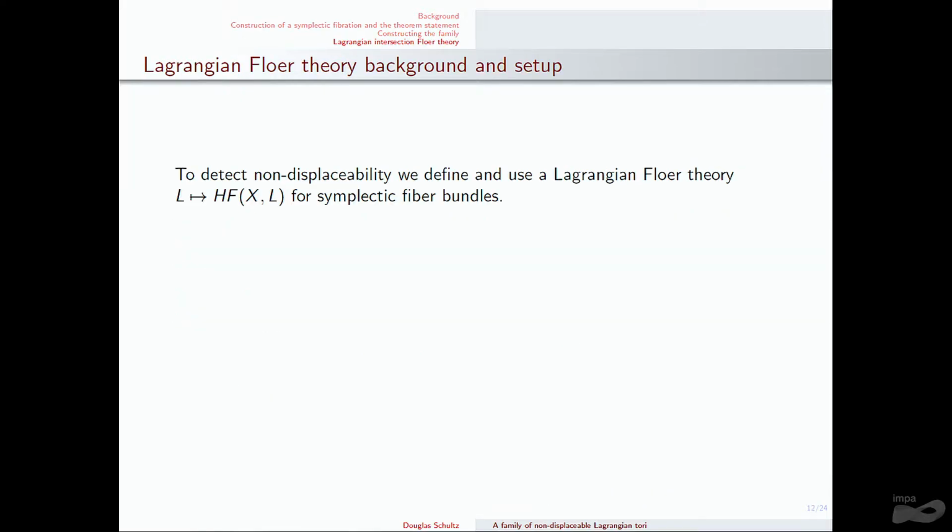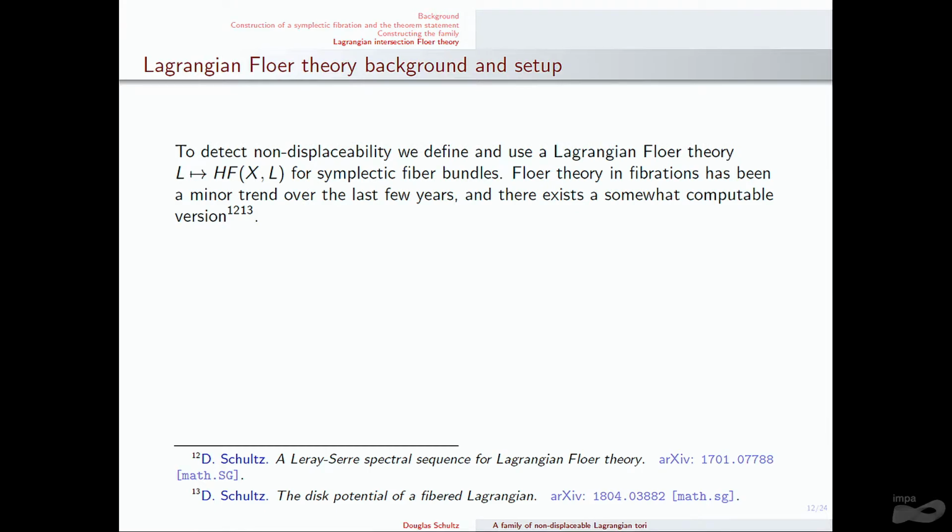Okay, so to detect non-displaceability for these, we use a Lagrangian Floer theory for symplectic fiber bundles. Floer theory, in this sense, has different flavors. It's sort of a minor trend, maybe over the last 10 years or so. And I found a way to compute it to some extent.